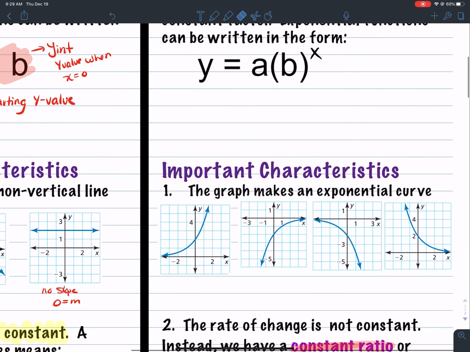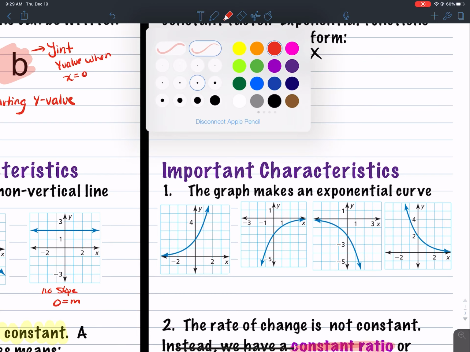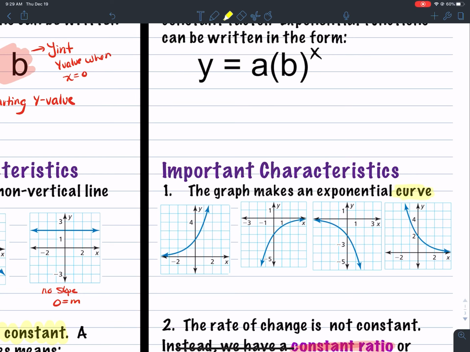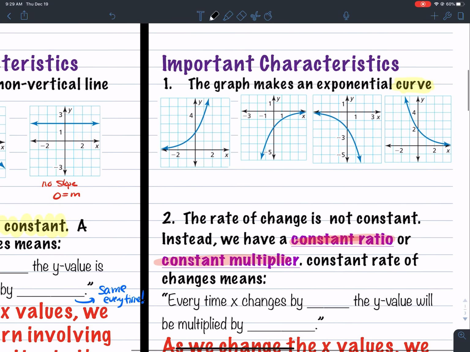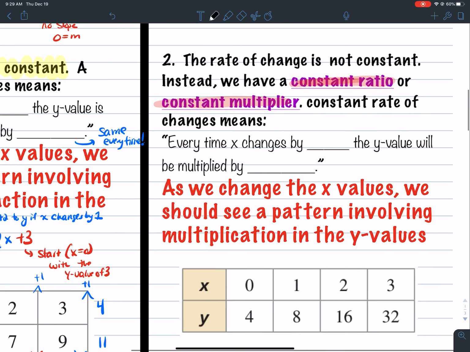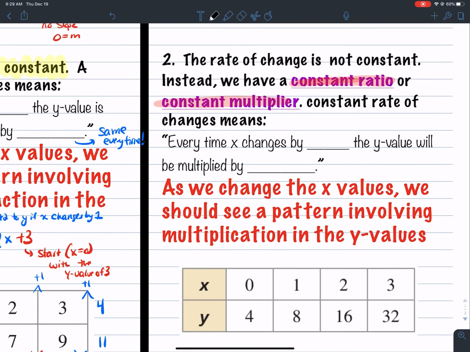But what we're going to learn about an exponential function is that it creates what we call an exponential curve. So it's not a line, it's not straight, it's a curved shape, and there's a lot of different examples, and we'll talk more about the graphs in day 2 of the notes, so let's go past that a little bit. But what we want to know with an exponential relationship is that every time we change the x value, we should see some sort of pattern in the y values that involves multiplication.